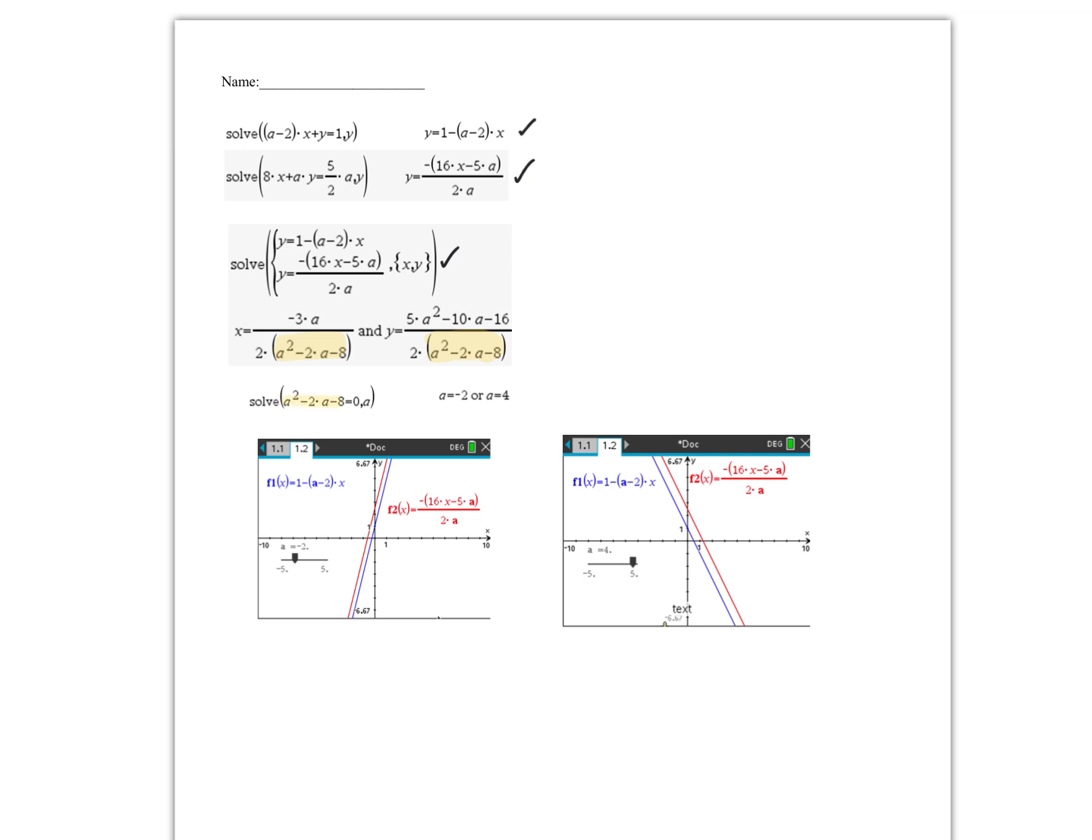So then I solve a squared minus 2a minus 8 equal to 0. I get a equal to -2 or a equal to 4. If I go into my calculator and put f of x equals 1 minus a minus 2x, because that's my y equals, f2 of x equals the other function, where it's y equals, and I create a slider in A. And if I slide my slider up and down, my lines will change. Yeah. Now I've given you snapshots of a equal to -2 and a equal to 4. And we can see in this instance, both of them at those values are parallel lines.